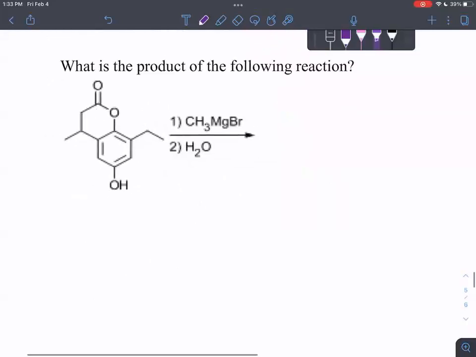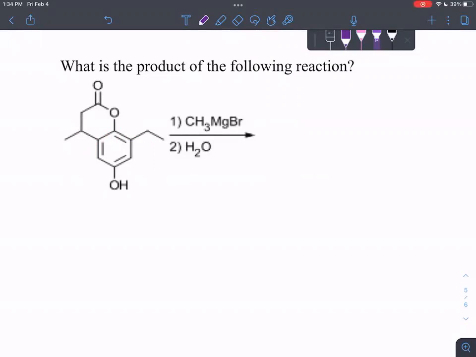So here's another question. What is the product of the following reaction? Here we have an ester with a phenyl skeleton. I think somebody asked something in the chat. Good question. They literally just do.